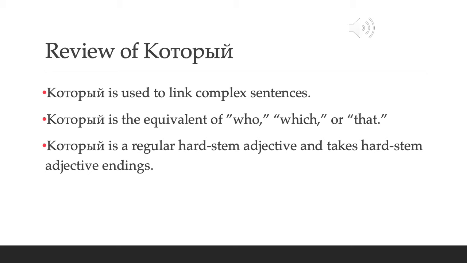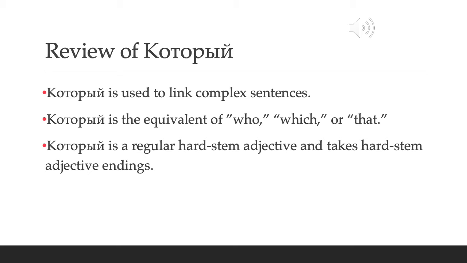So Katori is used to link complex sentences, so sentences that have several parts to them. And it's the equivalent of who, which, or that. So, for instance, this is the Russian student whom I met in Moscow last year. We would use Katori in the place of whom. This is the Russian student who moved to New York. We would use Katori for who. This is the book that I'm reading. We would use Katori for that. So that's when we use Katori.